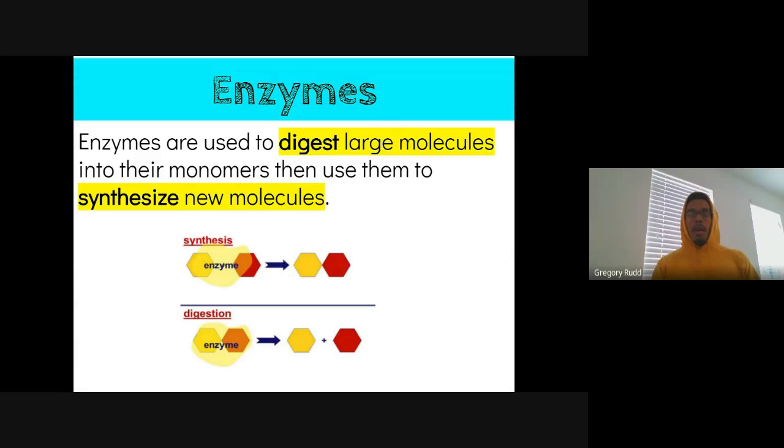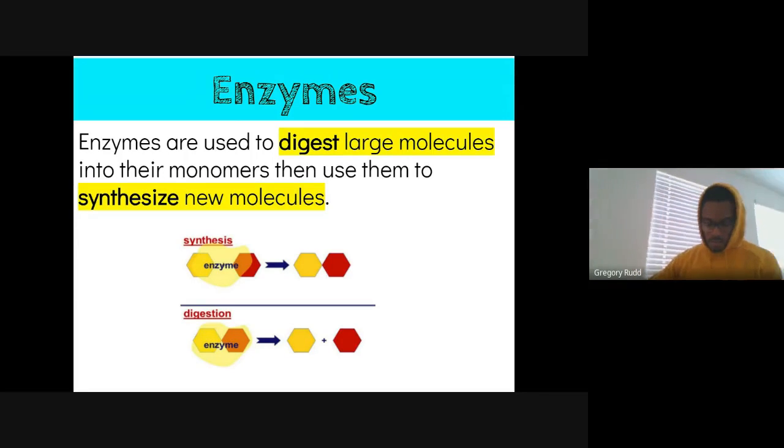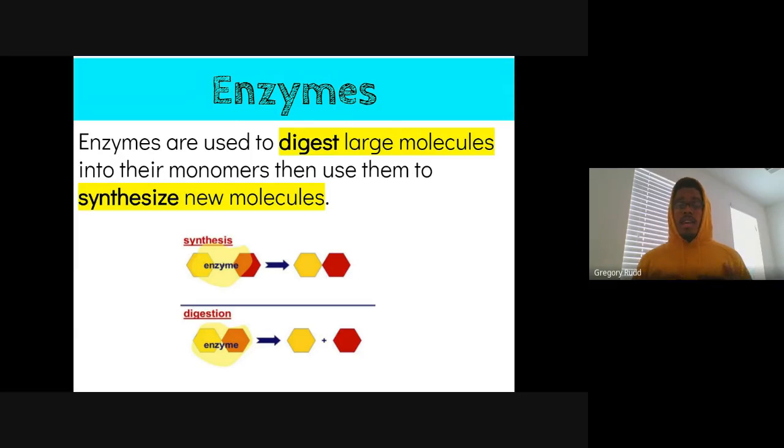Okay. I want to be careful here because typically it is not the same enzyme that is doing both the digesting and the synthesizing. We typically need different enzymes to do those things. Just like the cells in our bodies all have a specialized or specific job that they do, enzymes have a specific specialized job that they do.